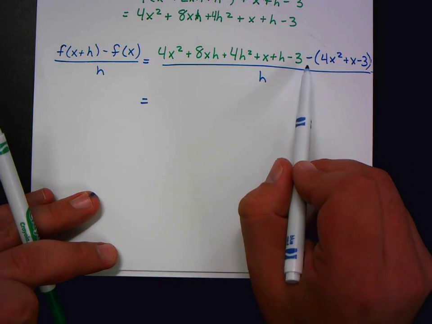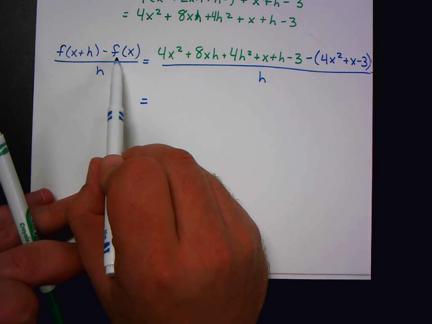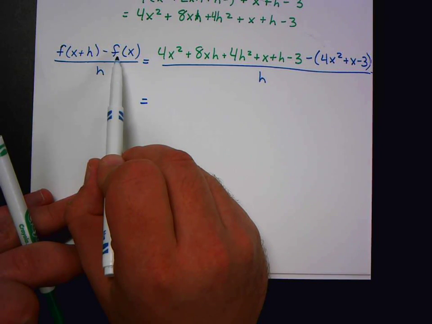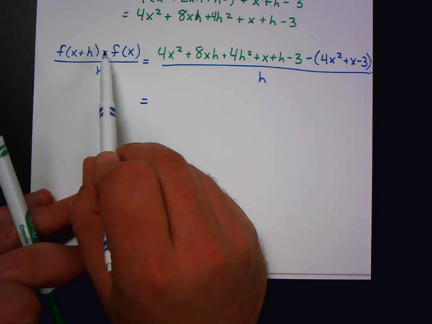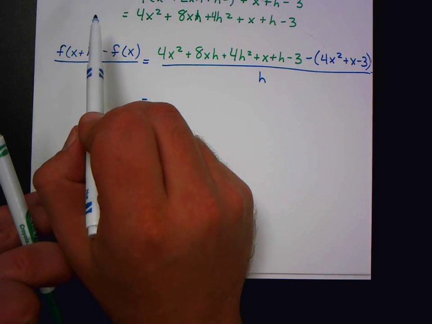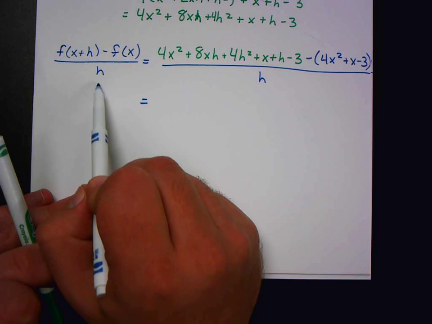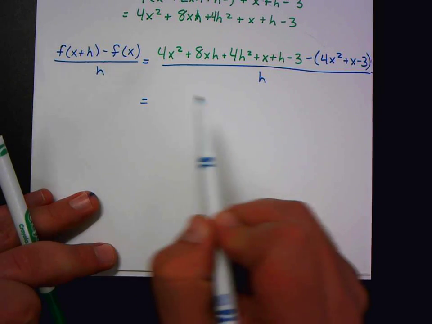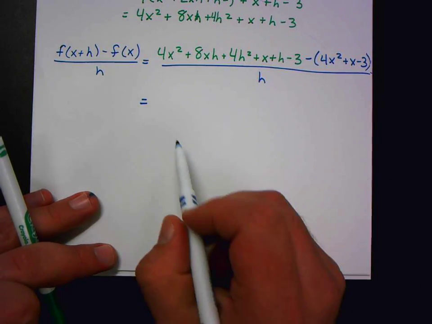How do I get which? The minus f of x. So I put this in there, that's the green, minus f of x. So I just went back up and grabbed f of x again. Then all over h. Yes? You good? Okay.